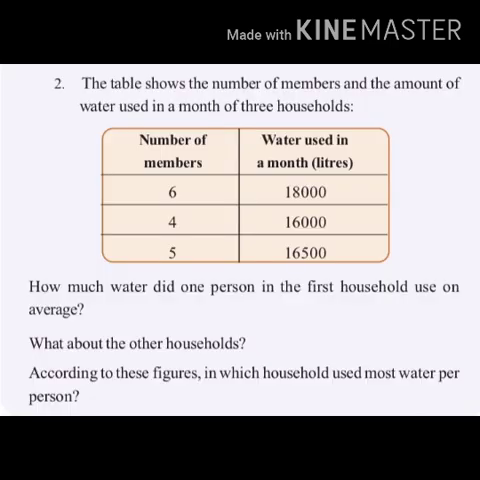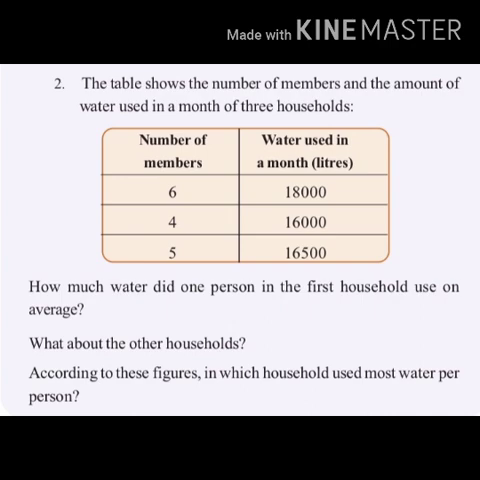This is just a different question. The table shows the number of members and the amount of water used in a month by 3 households. The first question is, how much water did one person in the first household use on average? How can we find the average water used in the first household? Just divide 18,000 by 6. Then we will get 3,000. Okay, that is 3,000.